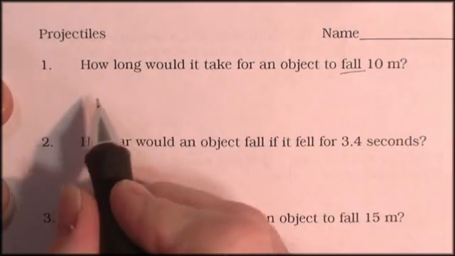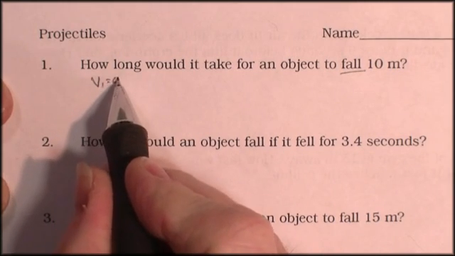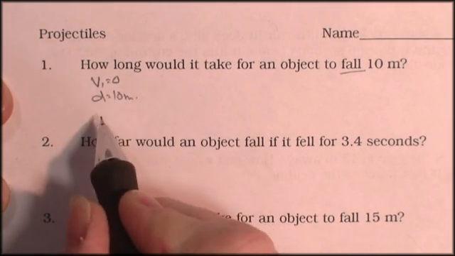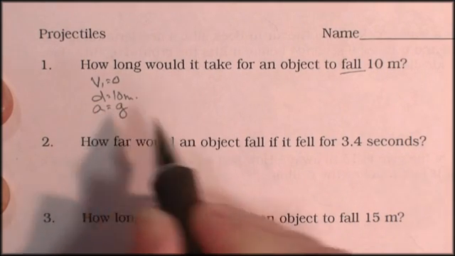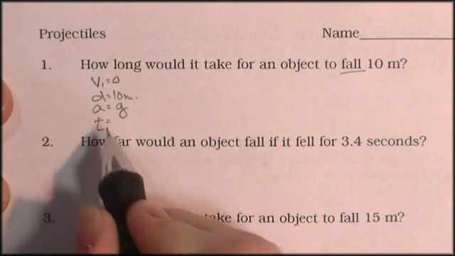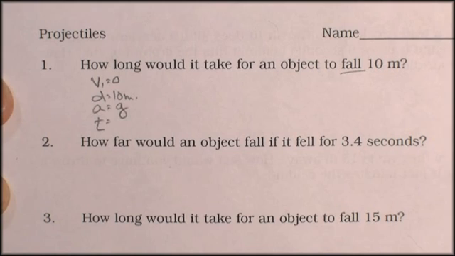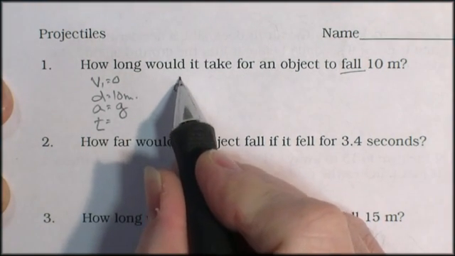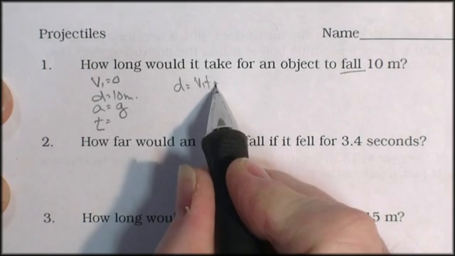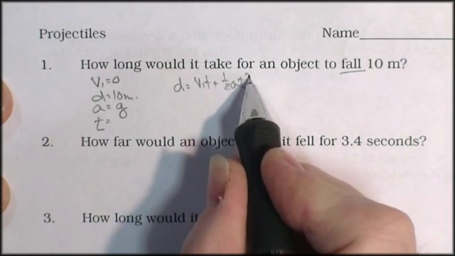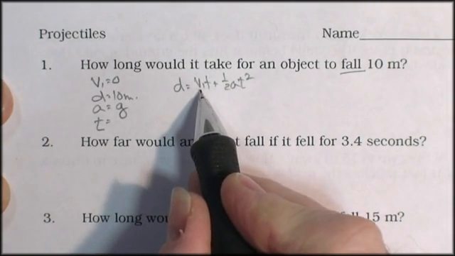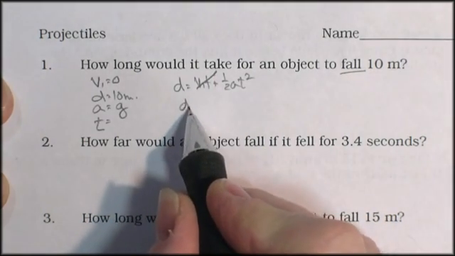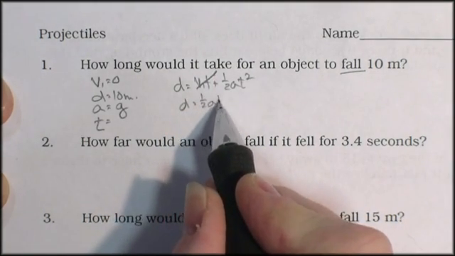Well, falling implies that velocity initial is 0. Distance is going to be 10 meters. Acceleration is going to be as a result of gravity, and we're looking for time. And the real popular formula, we love this one, is distance is equal to VIT plus 1/2 AT squared, which is why it's so important to identify initial velocity as 0, because then we get rid of that. So distance equals 1/2 AT squared.